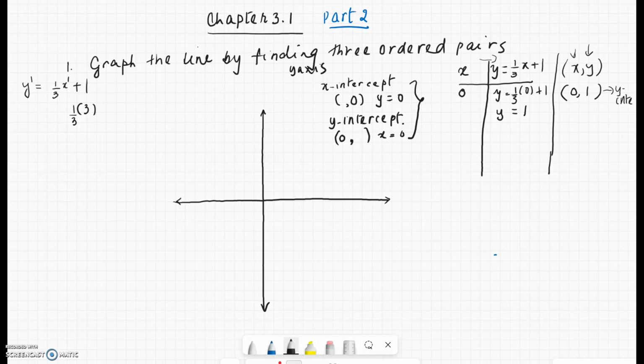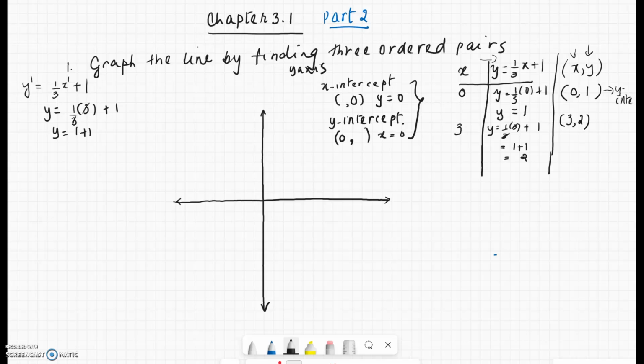What if I plugged in a 3? So y equals 1/3 times 3 plus 1. The reason why 3 is convenient is because it cancels with the 3 in the denominator. That's convenient because we don't have to deal with fractions anymore. 3 over 3 is a 1, so it's 1 plus 1, which is a 2. So if I plug in a 3 for x, I get y equals 2.